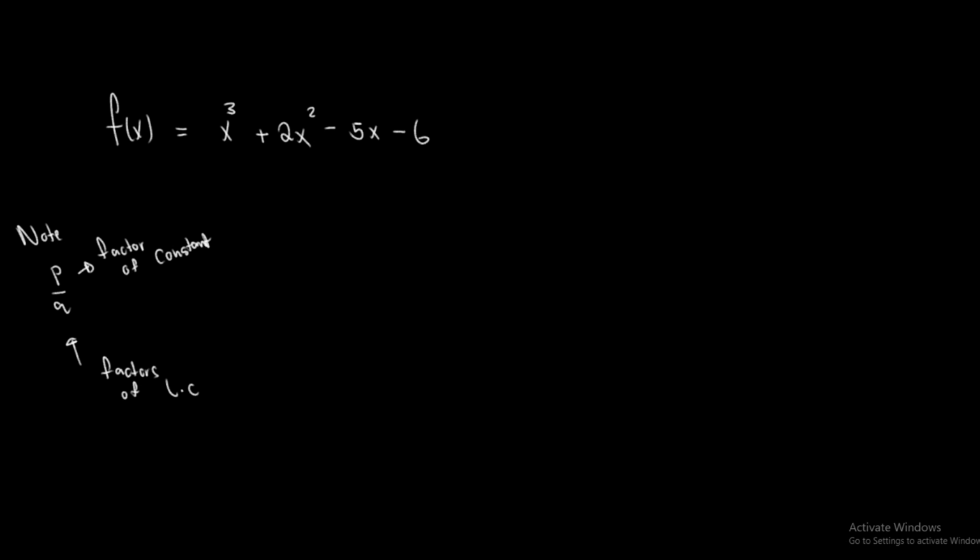So what exactly is a leading coefficient? Well, a leading coefficient is a number that's placed in front of x which has the highest degree or the highest power. So in this case, it's 1. Well, what is a constant? A constant is just a number without a variable in my function. So in this case, we have 6. So let's determine the factors of 6, meaning, what can 6 divide into? Well, it can divide into plus minus 1, plus minus 2, plus minus 3, and then plus minus 6.